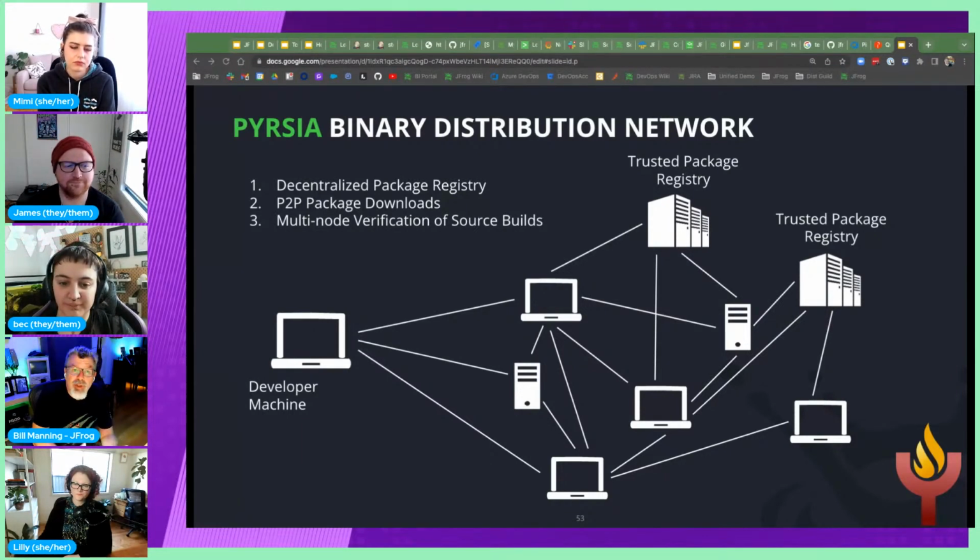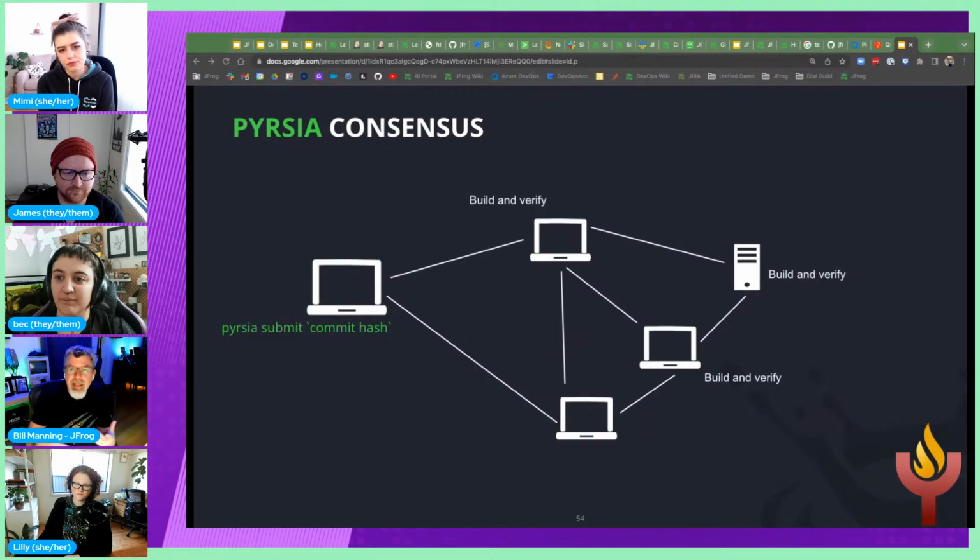Make sure those signatures are correct. Make sure there's nothing malicious inside. Make sure that when you pull something, you know where it's coming from. And the idea here is build and verify. Just keep building and verify. You build something like you normally would do.